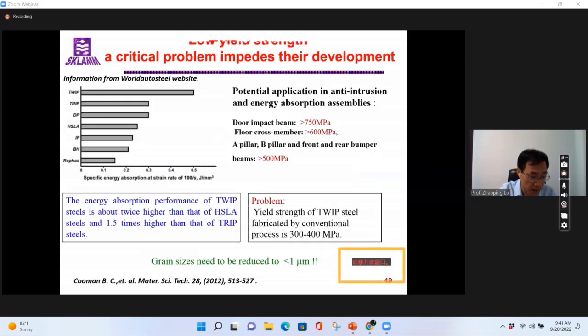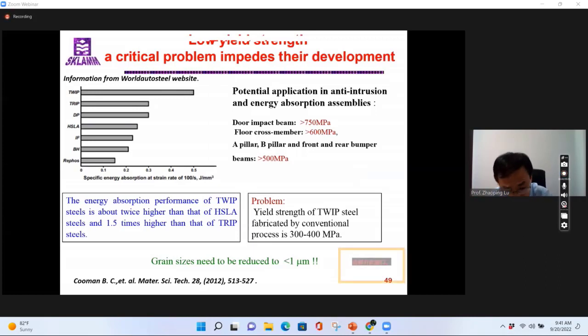So the energy absorption performance of TRIP steel is about twice higher than that of high strength steel and 1.5 times higher than the TRIP steel. But there's a big problem. The yield strength of this steel is very low, only 300 to 400 megapascal. The industry requires at least 700 megapascal.